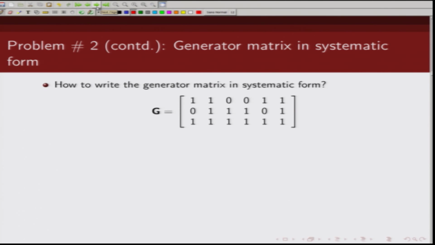Now, is this generator matrix in systematic form? The answer is no, because to get it in systematic form, what we need is our generator matrix should be of the form like this or something like this.